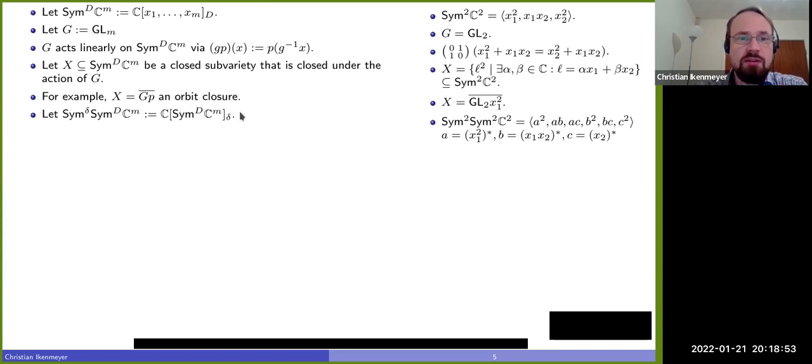And now we want to study the functions, the homogeneous degree delta polynomials in the coefficients of these original polynomials, so kind of meta polynomials. This is just the polynomial ring over our base vector space, homogeneous in degree delta, and we give this a name: it's Sym^delta Sym^d C^m.